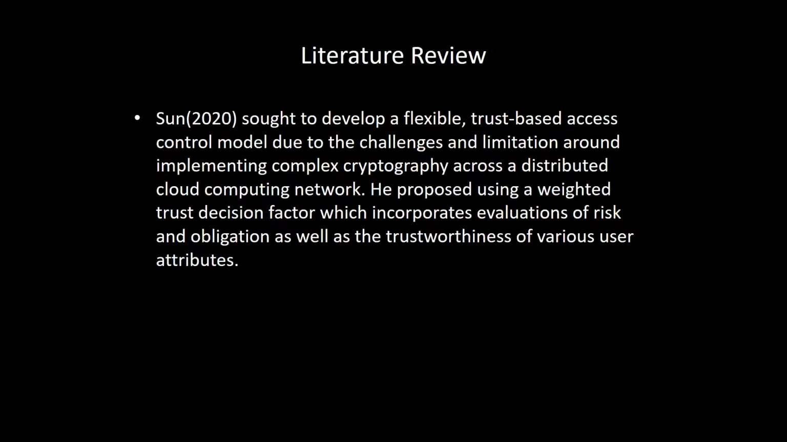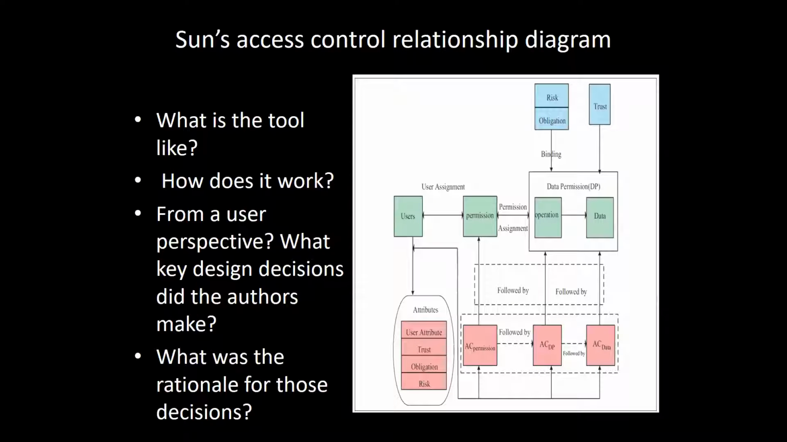Soon in 2020, with no co-authors, sought to develop a flexible trust-based access control model due to the challenges and limitations around implementing complex cryptography across a distributed cloud computing network. He proposed using a weighted trust decision factor, which incorporates evaluations of risk and obligation, as well as the trustworthiness of various user attributes. And so here's a diagram of how his access control relationship model works in terms of how the various factors are considered in the decision-making process.